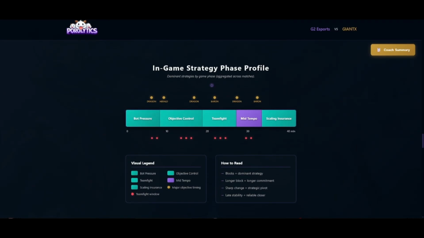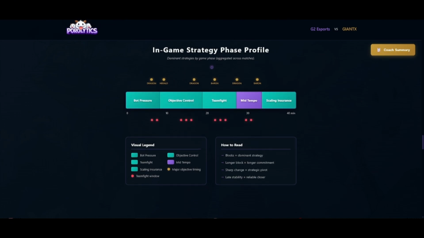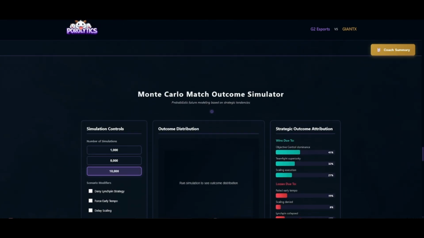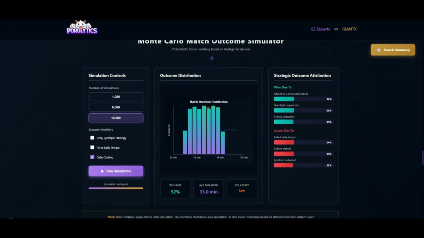Then comes the in-game strategy phase profile. It displays dominant strategies across early, mid, and late game phases with objective timing context. Afterwards, we have the Monte Carlo match outcome simulator. It runs probabilistic simulations over the strategy graph to estimate win rate, match duration, and outcome drivers under different scenarios.